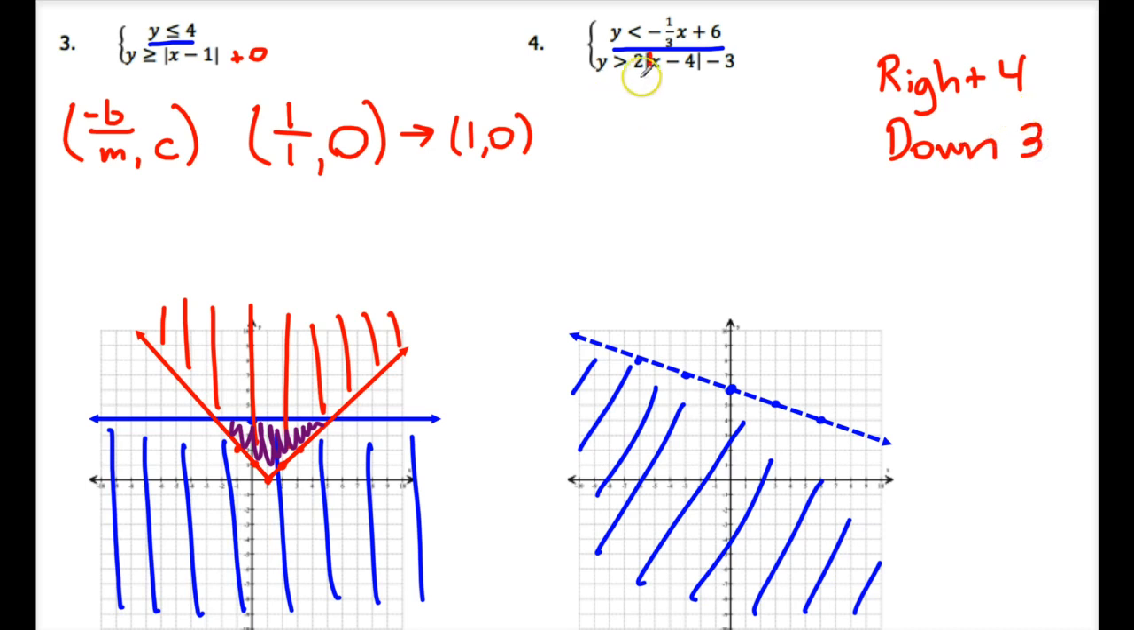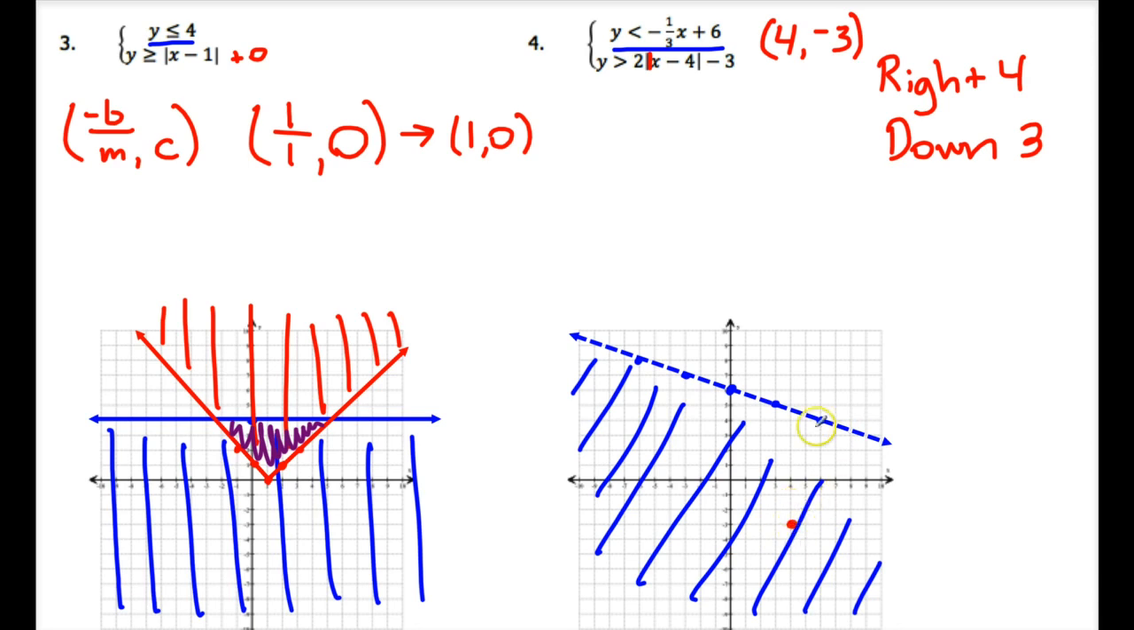You could also do your negative b over m comma c. That would be 4 over 1 comma negative 3. So that would mean you have a vertex at 4, negative 3. Okay, but that's the same thing as doing these transformations. If we go right 4 and down 3 from the origin, we also land at 4, negative 3. So that's going to be my vertex for this one.